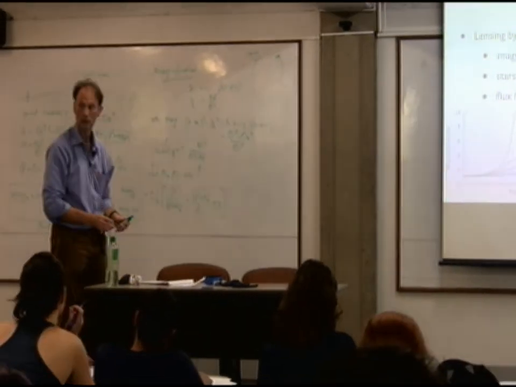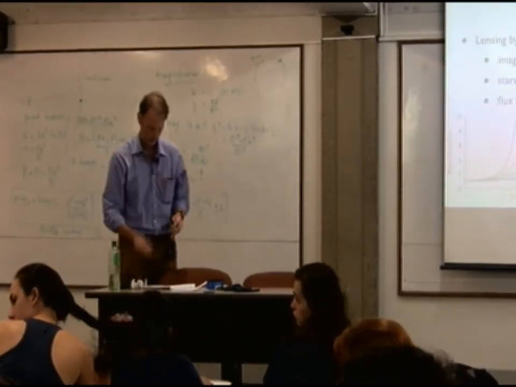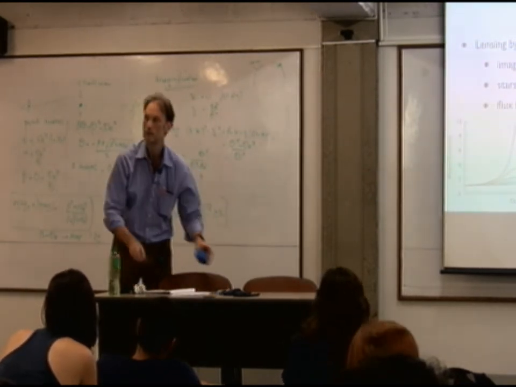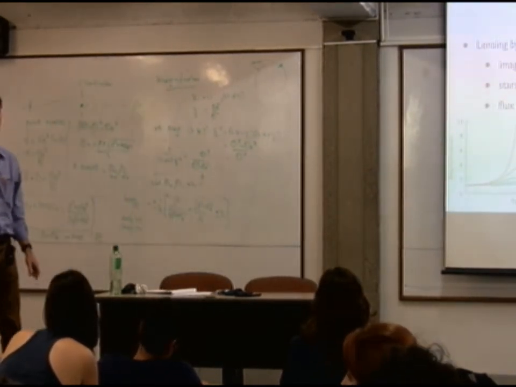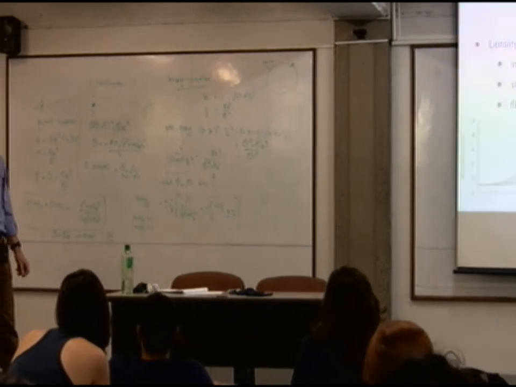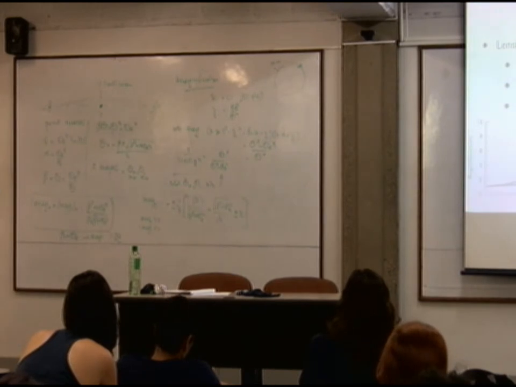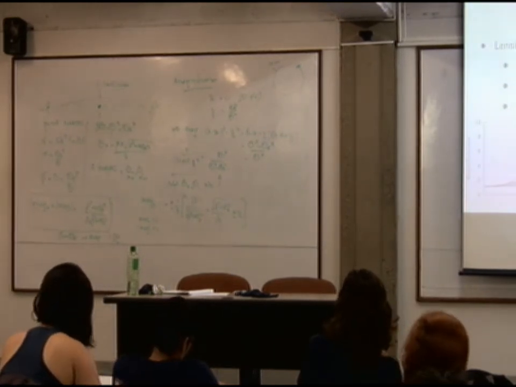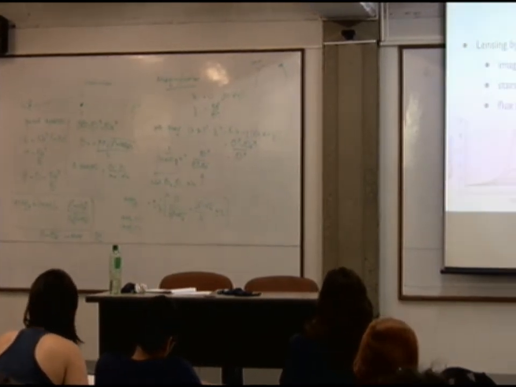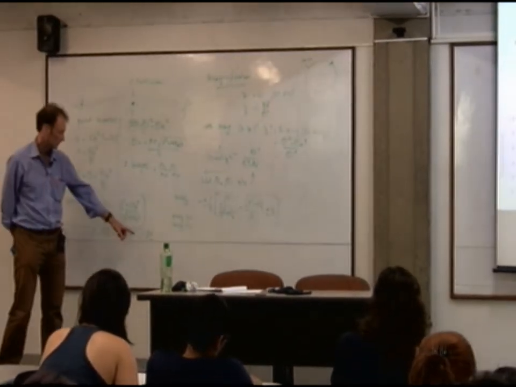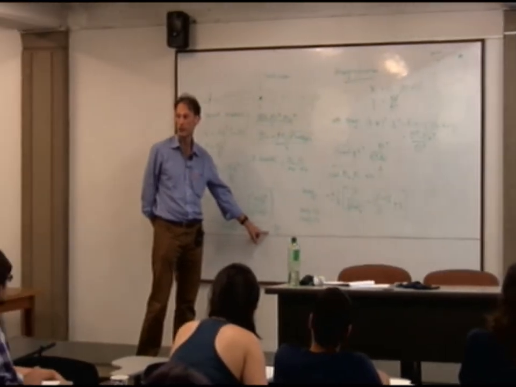Good, but I don't understand why you have a single maximum instead of two maxima, since the maximum magnification is obtained when beta is equal to theta_E, so you should have two crossings of the critical curve. This is not the maximum. Ah, this is not the maximum.